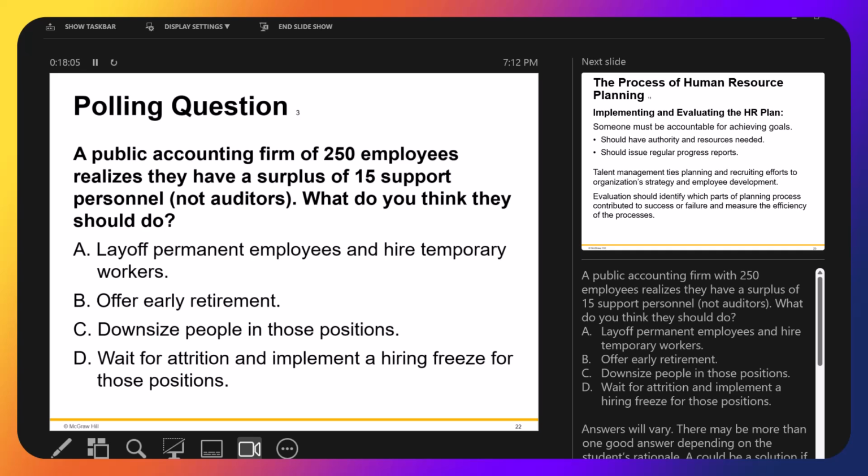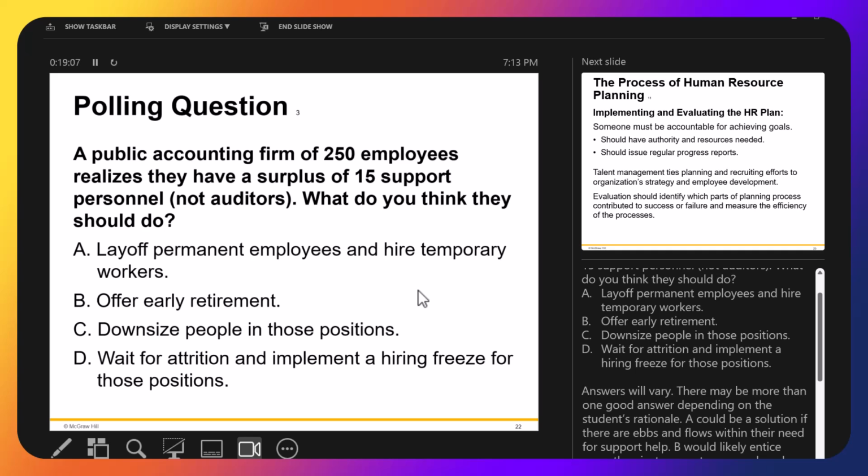A public accounting firm of 250 employees realizes that they have a surplus of 15 support personnel, not auditors. What do you think they should do? Take a look at the options here. Okay, I'm going to say there's not one answer, it could be different answers within this. I would probably say to downsize the people in those positions.